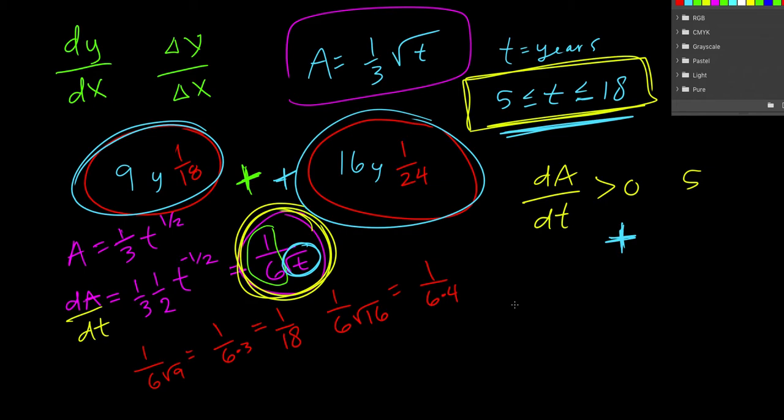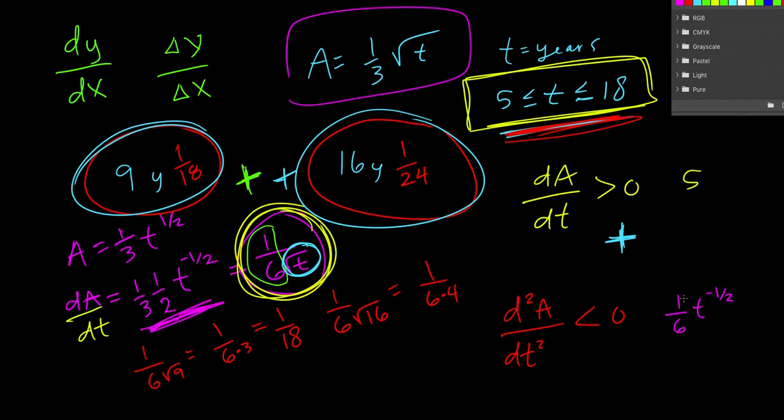Okay, now it says the second derivative is always less than 0 on the same range of values. So for this, we would want to take the second derivative. So I'm going to kind of look here, but it's going to be 1 over 6 t to the negative 1/2. That's our derivative. And so if I bring that down, I get 1/6 times negative 1/2.